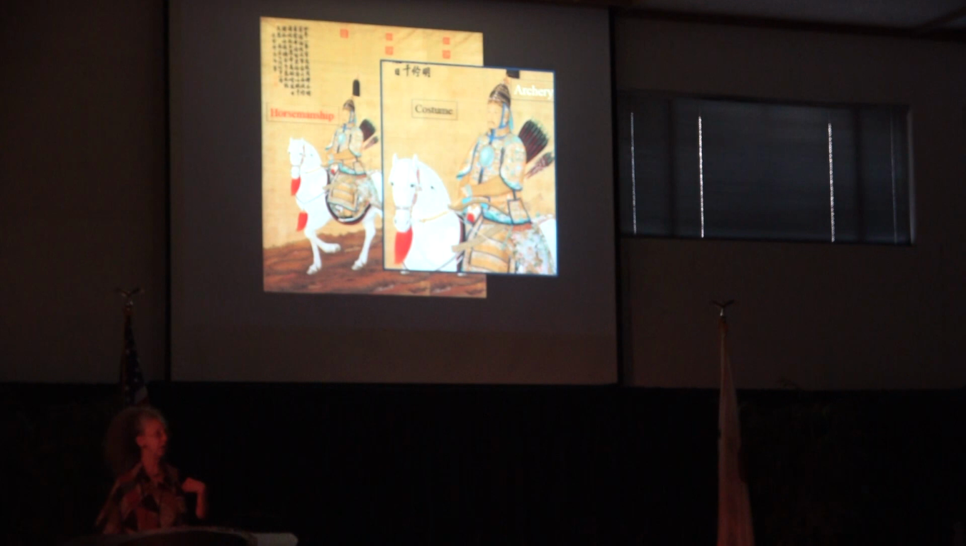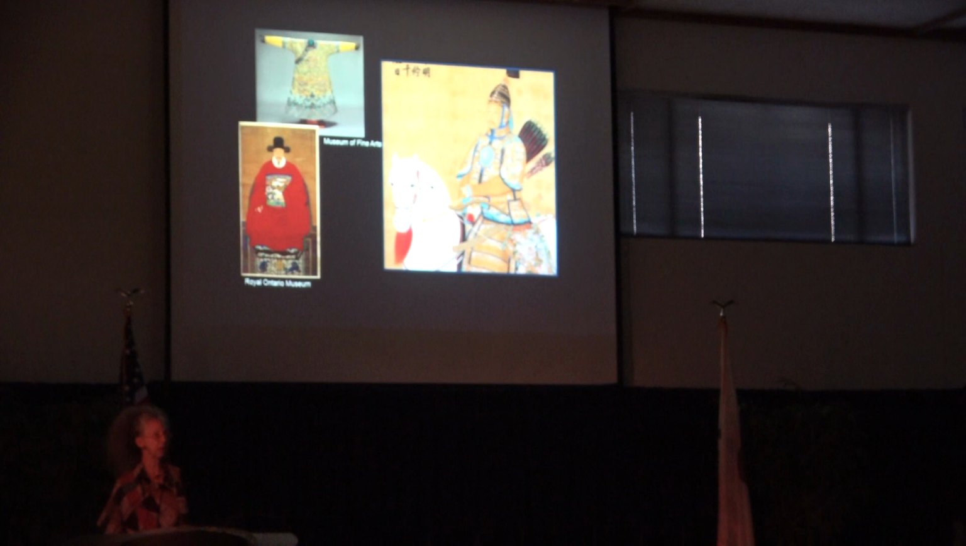So what is the Manchu-style costume? And what is the difference between Manchu costumes and Han Dynasty costumes? One of the main ways to tell the difference is in the sleeves. You can see that the sleeves are very tight in the arms, and that made horseback riding much easier. So you can see his costume has those tight sleeves, and the Ming costumes had much more flowing sleeves.